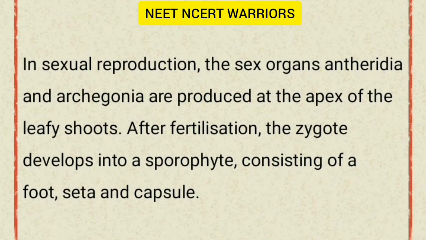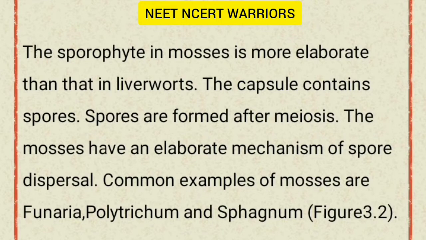After fertilization, the zygote develops into a sporophyte, consisting of a foot, seta and capsule. The sporophyte in mosses is more elaborate than that in liverworts. The capsule contains spores. Spores are formed after meiosis. The mosses have an elaborate mechanism of spore dispersal. Common examples of mosses are Funaria, Polytrichum and Sphagnum, you can see in Figure 3.2.